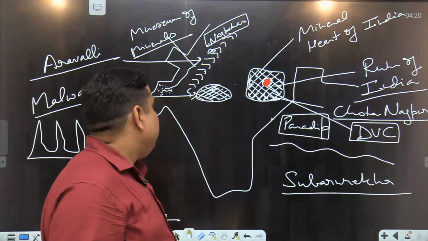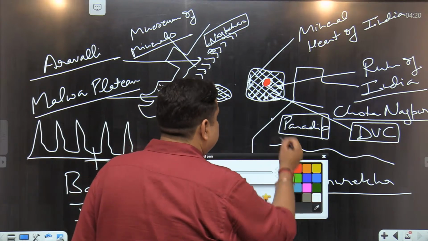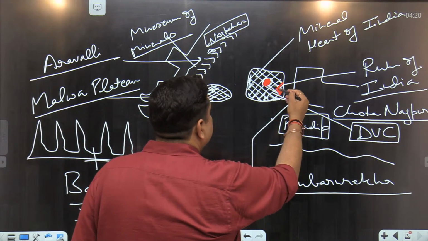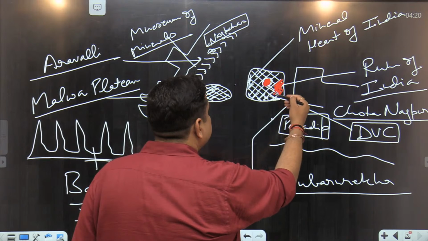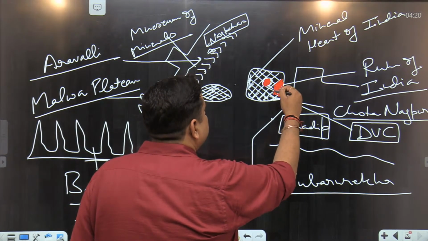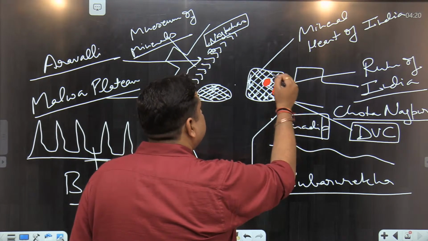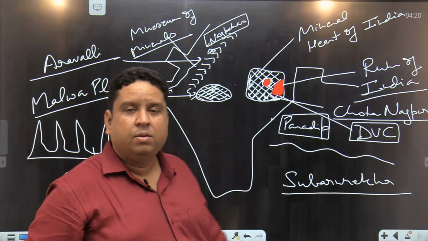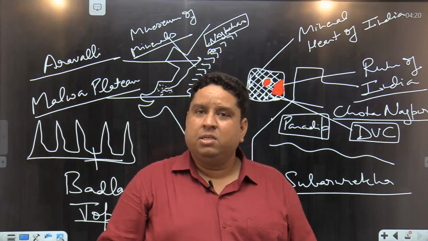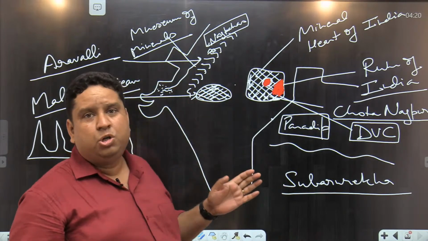In the Chota Nagpur Plateau region, the eastern section is known as the Rajmahal Hills. In these Rajmahal Hills, the highest peak is Parasnath. If you talk about the Aravalli mountain range, its highest peak is Guru Shikhar.